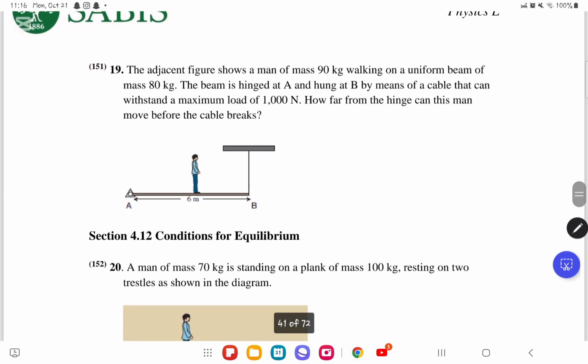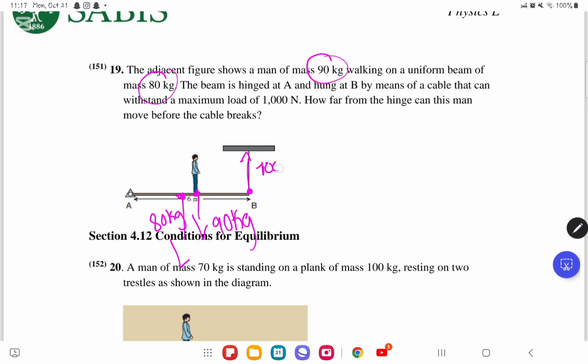Question number 19. The adjacent figure shows a man of mass 90 kg walking on a uniform beam of 80 kg. Okay, so first of all, we have the mass of the man, which is 90 kg. He's walking on a uniform beam that has a mass of 80 kg. There is a tension of the rope that can hold a maximum of 1000 newtons. They're asking how far can the man move before the cable breaks?